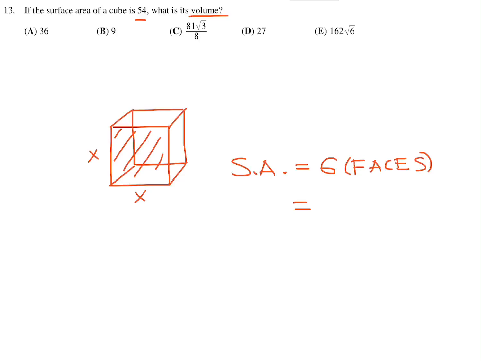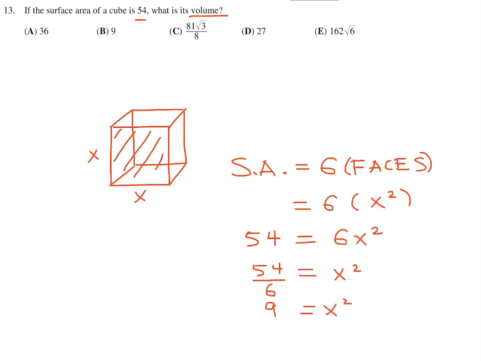So if you label one side as x, the other side is x, so the area would be x squared. So each face has an area of x squared. So the total surface area of the cube is 6x squared. And they told you that is 54. So there you go. And then solve for this, and you would get 54 over 6 is equal to x squared. So 54 over 6 is 9, x squared, therefore x is equal to 3.